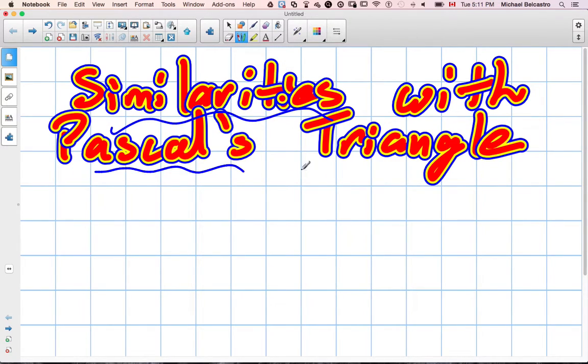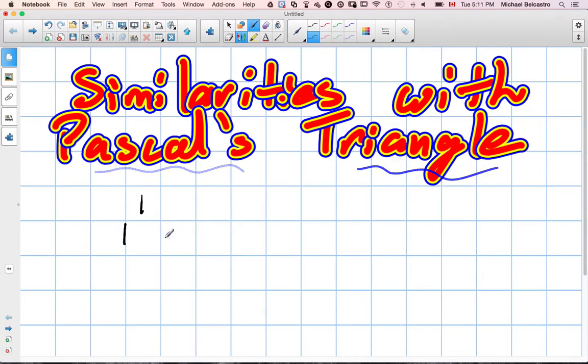similarities with Pascal's triangle. And there's quite a few different types of similarities. First thing we're going to do is essentially just build it out, right? So our very first row is 1, our second row is 1 and 1, and from there you continue with 1s on the outside and then just adding the middle terms.